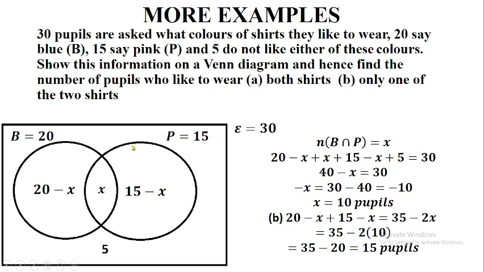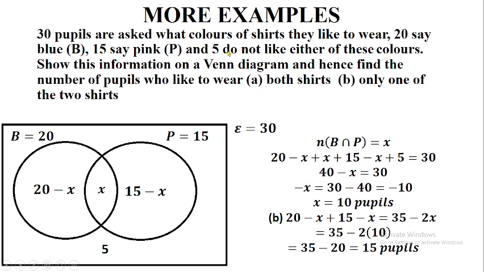Now let's look at this question on the Venn diagram of two subsets. 30 pupils are asked what colors of shirt they like to wear. That means we have 30 elements in the universal set, which are pupils. Then 20 say blue. So that means we have set blue, which has 20 elements in it. Then 15 say pink. That means we have set pink as well, which has 15 elements in it.